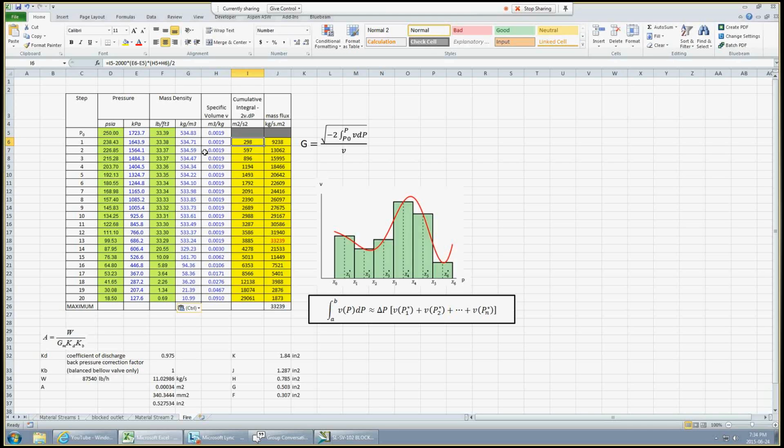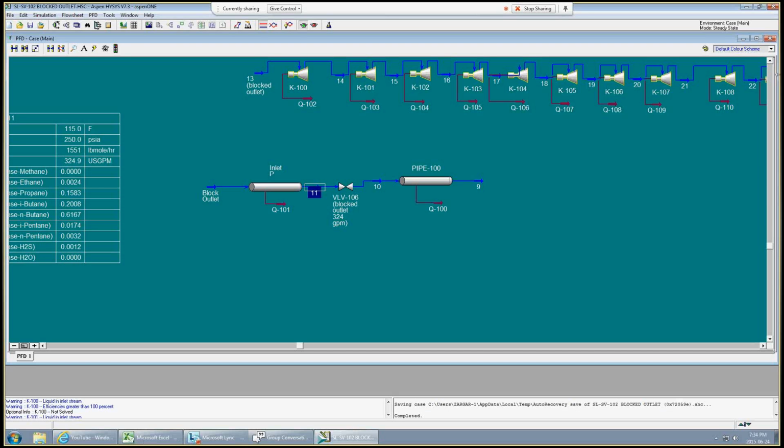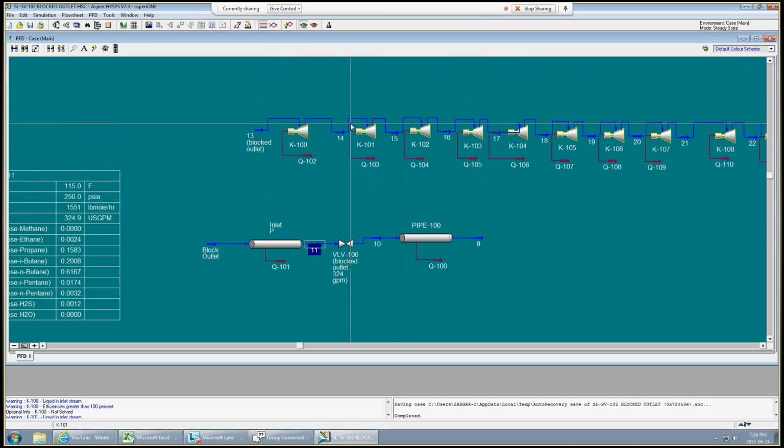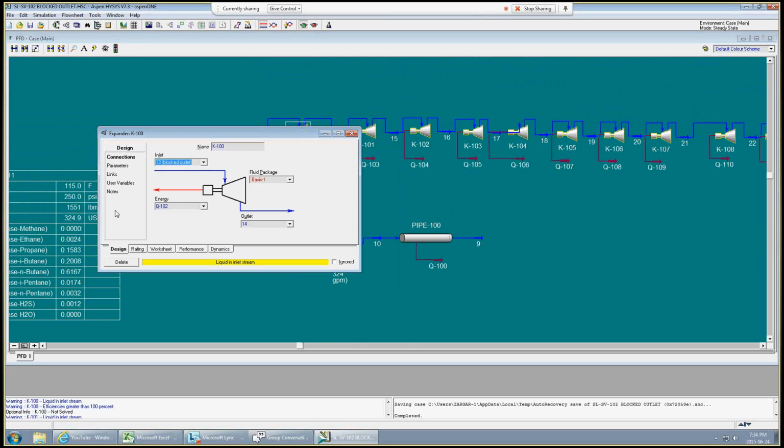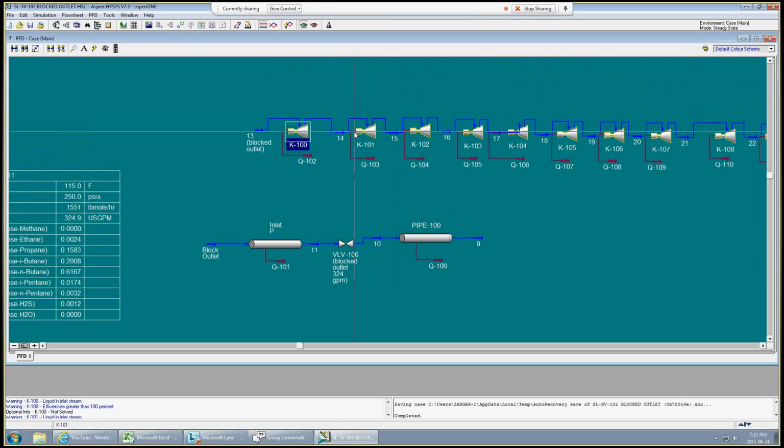So it's clear from the Excel file that we need to calculate the mass density. There are two methods to calculate mass densities from HYSYS. We can either use a series of expander units, and inside the expander unit, in the design window, we click on parameters and enter 100 as the polytropic efficiency, and the number of expanders should be as many as the number of steps, which is 20 in this case. Or there is a shortcut and faster way to do this through adding a property table.